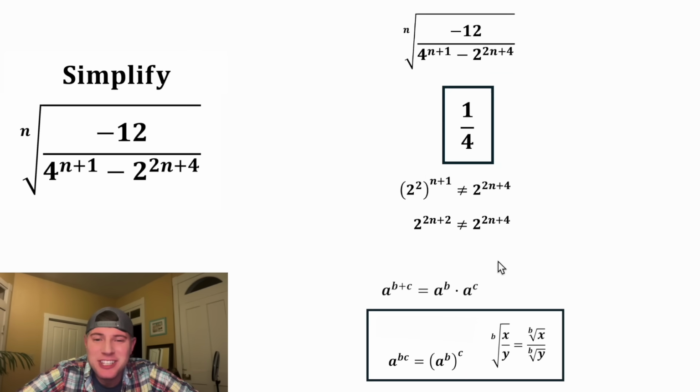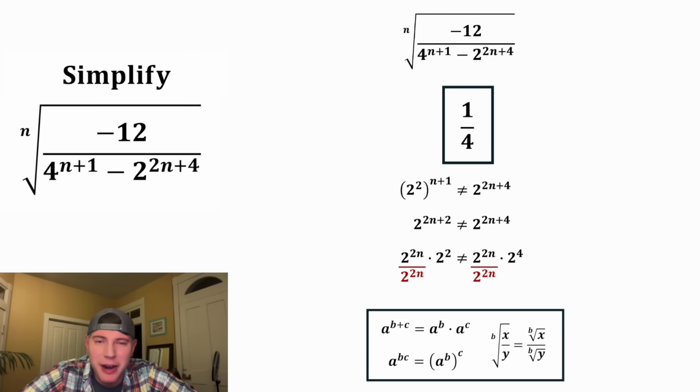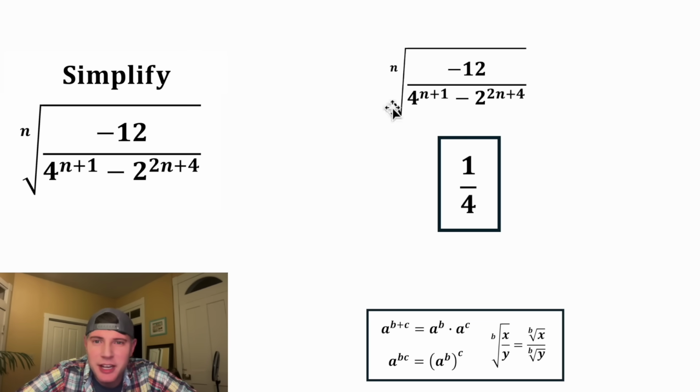Now from here, we can use these notes to expand this again, giving us 2 to the power of 2n times 2 squared can't equal 2 to the power of 2n times 2 to the 4th. Let's divide both sides of this inequality by 2 to the power of 2n. On the left-hand side, these are going to cancel, and on the right-hand side, these are going to cancel. So we end up with 2 squared cannot equal 2 to the 4th. Well, that ends up being 4 cannot equal 16. This will never be false, so that means n is going to be true for all real values. So 1/4 is fully simplified, and there's no restriction on n. How exciting.